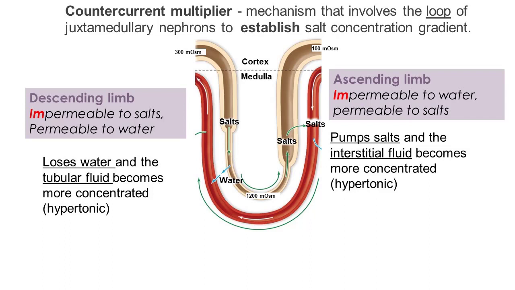But over here in the descending limb, this part doesn't have the salt pumps, but it is permeable to water. So in the descending limb, water can move out into that hypertonic environment. In the ascending limb, salt is pumped out to make the environment hypertonic. Those are the two big pieces of this countercurrent multiplier.